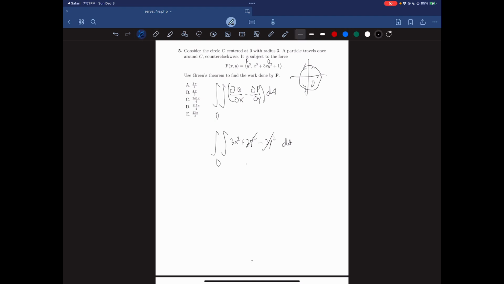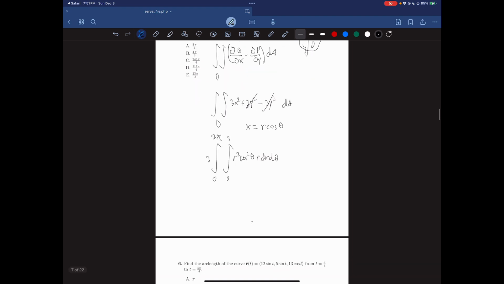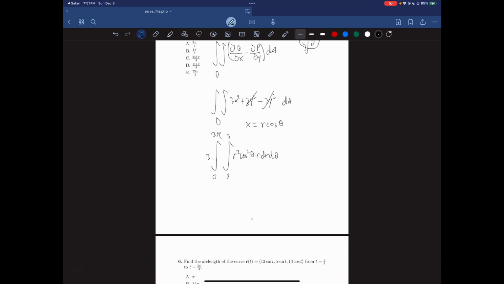I think it makes most sense to use polar coordinates. So we use x = r cos θ. Plugging that in, we get 3 times the integral of r² cos² θ r dr dθ. Don't forget that r here, just because of the transform. r goes from 0 to 3 because the radius is 3, and θ goes from 0 to 2π. We're really just integrating r³ cos² θ dr dθ.